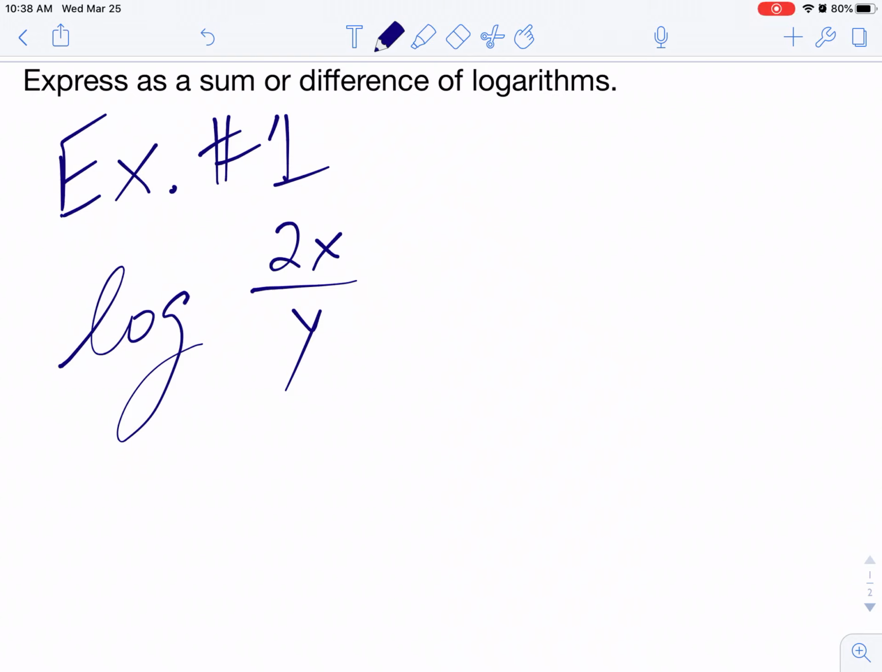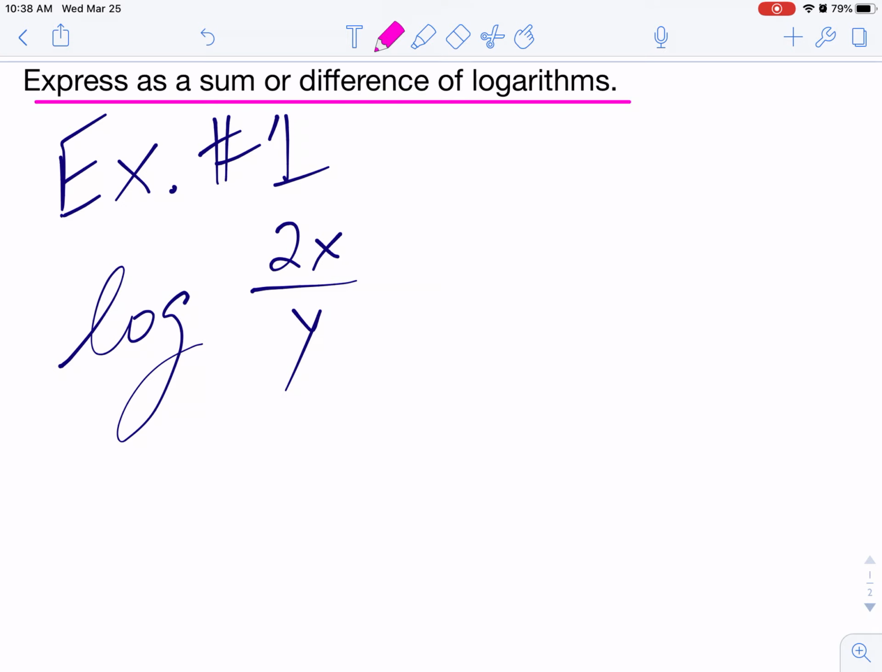Here's the first example for section 5.4. I'll try to put 2 examples on each video because they're pretty short. Now, the thing that you're going to be asked to do first in this section is to expand. I say expand, but they want you to express it as a sum or difference of logarithms. That's how the instructions will be in your textbook.